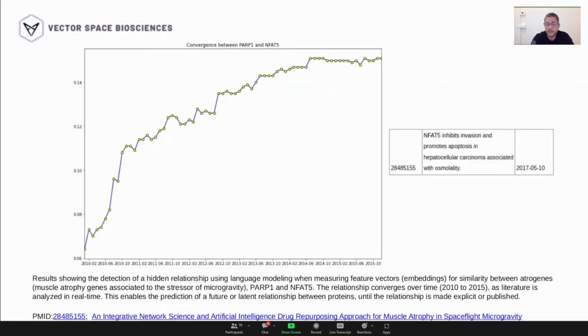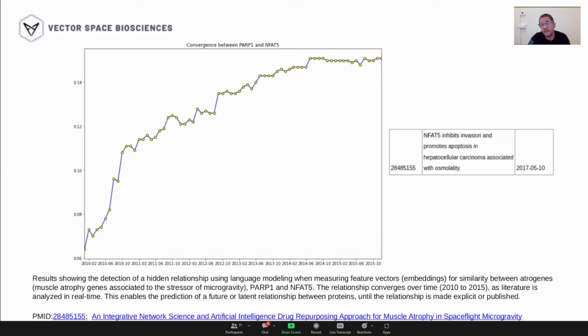And that's key, because as shown in this graph here, you can show that there are relationships between a protein and another protein, or between a protein and a drug compound, that can be detected based on language modeling by measuring feature vectors or the embeddings for similarity. In this case, we're measuring similarity between two AWG, muscle atrophy genes associated to the stressor microgravity, PARP1 and NFAT5.